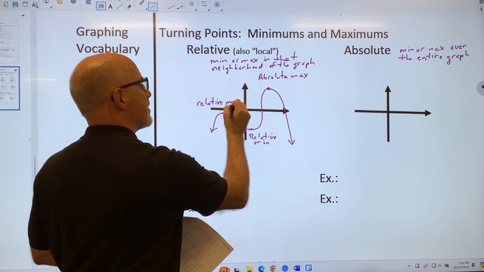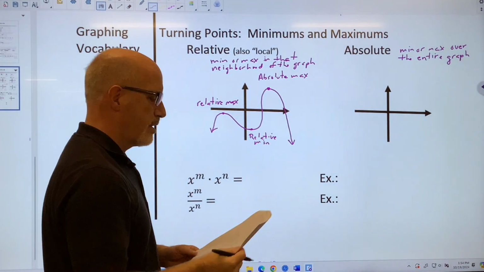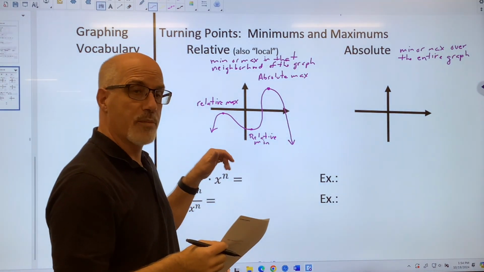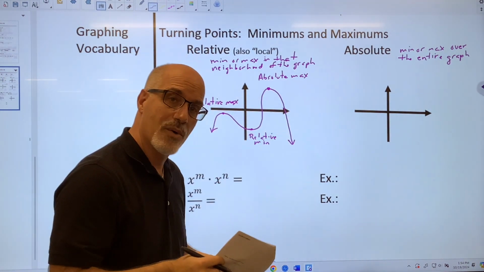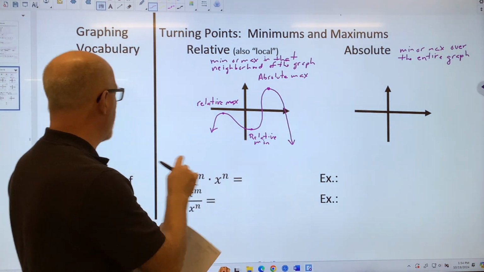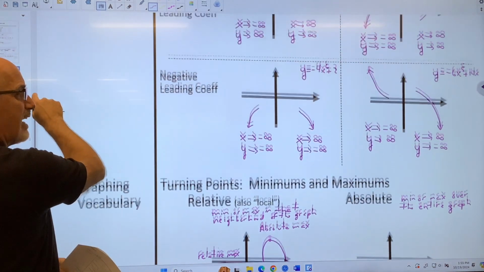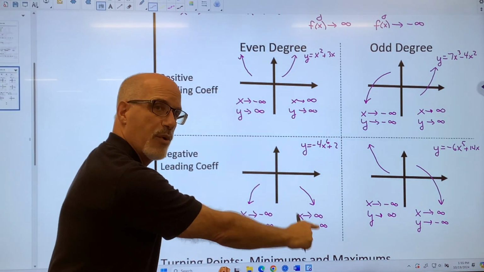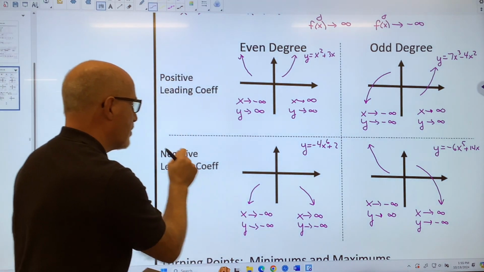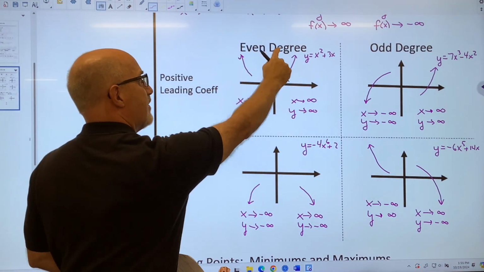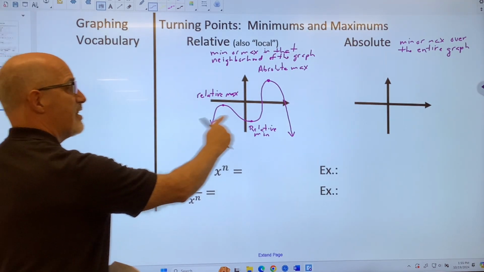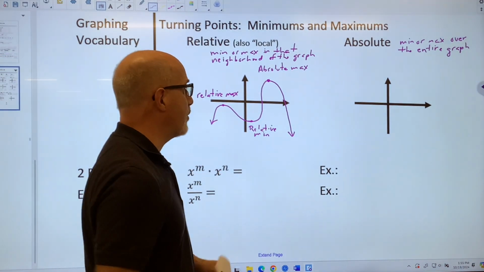max for this one. All right, this, notice, would be an even degree polynomial. Because they both go down, it's an even degree polynomial as we classify it. And notice that it would have a negative leading coefficient because both sides go down. So negative leading coefficient, even degree, because both sides go down. That's how we could classify this graph if we were to look at the polynomial.